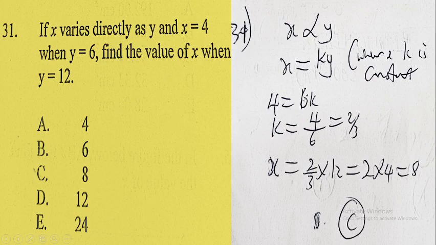So we have x equals k, which is 2 over 3 times 12. 3 in 12 gives us 4. 4 times 2 gives us 8. So x equals 8. So that means option C is the correct option there.